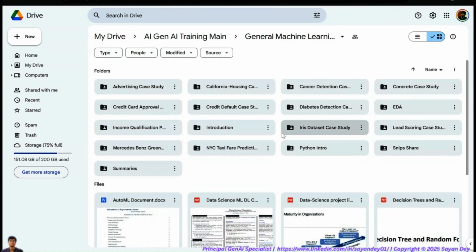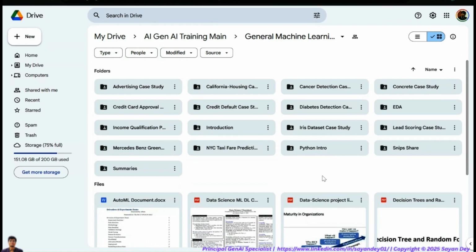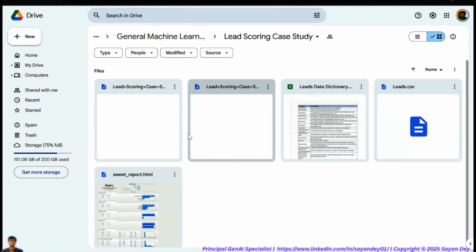Okay, so there are two other case studies that I will be talking about right now. In fact, there is one other case study, which is a very, very interesting one: the lead scoring case study. A slightly different use case. While I discuss this case study, I will pause for a minute and ask each and every one of you to go to the lead scoring case study folder and just read through the leads.csv file and the leads data dictionary file. All right, so first we'll start our discussion with the lead scoring case study.